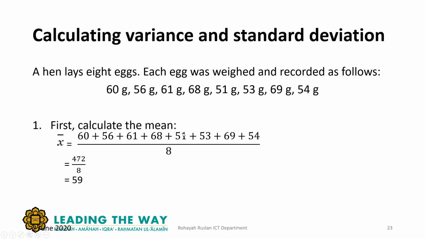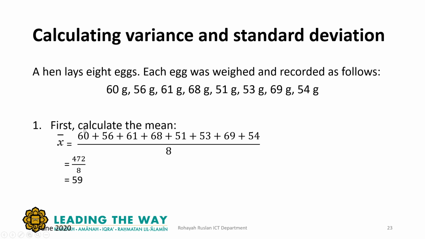And then how do we calculate the variance and the standard deviation? For example, a hen lays 8 eggs. Each egg was weighed and recorded as follows. So we have this data.